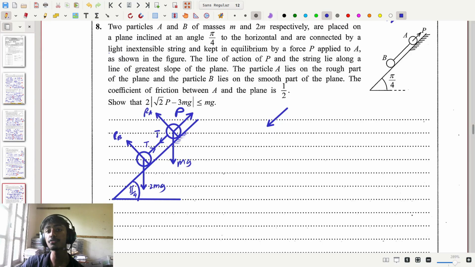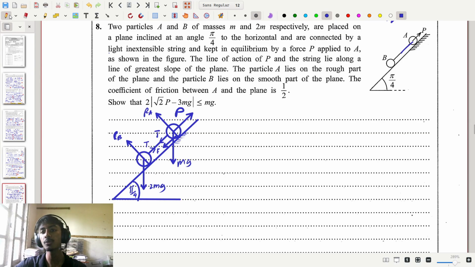Now in addition to these forces, there is one more thing we need to mark, and that is the friction in between the particle A and the plane. So I'll take that and I'll mark it over here. Now in this case, I have to mark the friction as either up the plane or down the plane. However, it should be noted that in this case, we could have the frictional force acting up the plane and still be in equilibrium, and we could also have the frictional force acting down the plane and still be in equilibrium. Both situations are possible.